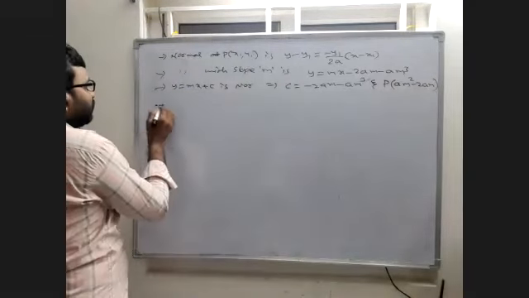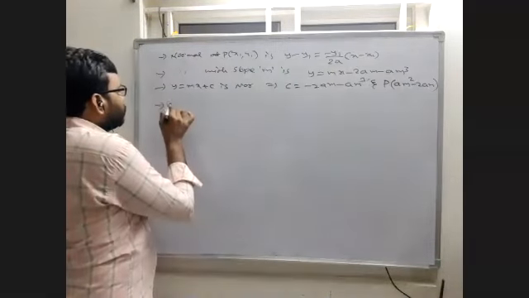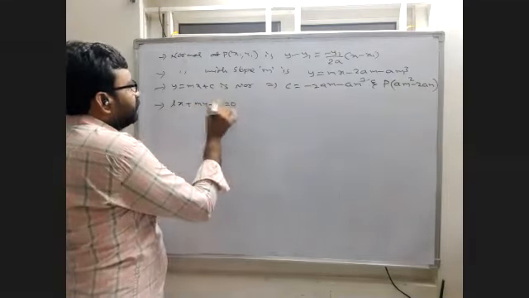This is the line in slope intercept form. If you have a line in the standard form, straight line, lx plus my plus n is equal to 0.